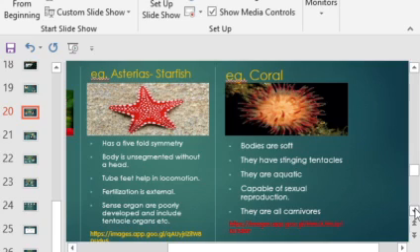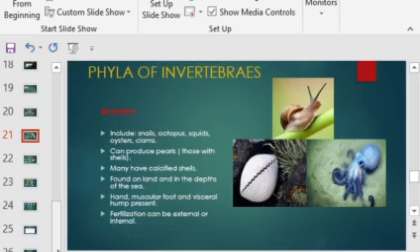Alright, so we have the last one under the phyla of invertebrates. These include snails, octopus, squids, oysters, clams. You can also see a slug there at the top. Really good representational pictures of what we're talking about. You have the oyster here, you have the squid there. They can produce pearls, that's the oyster, those with shells.